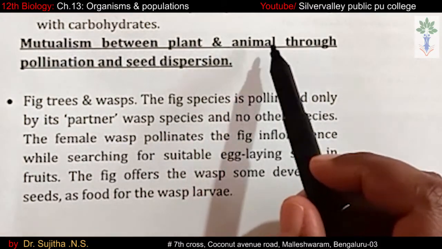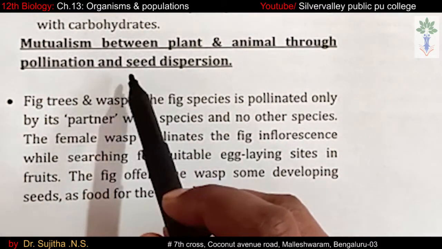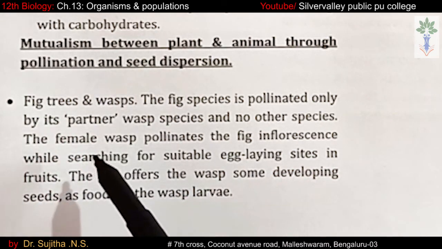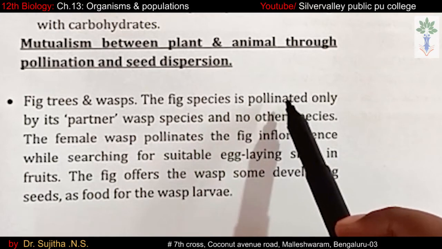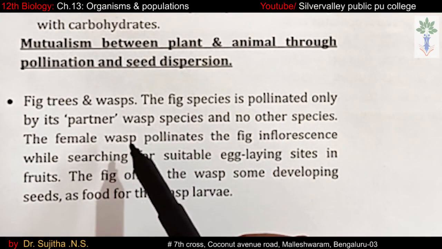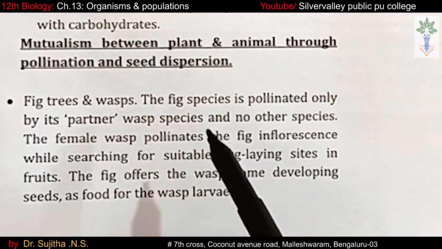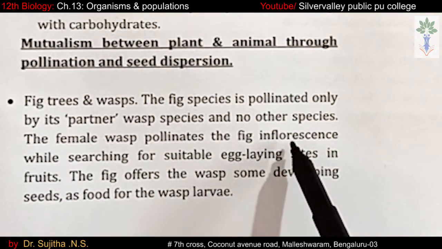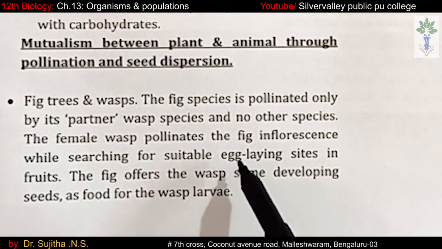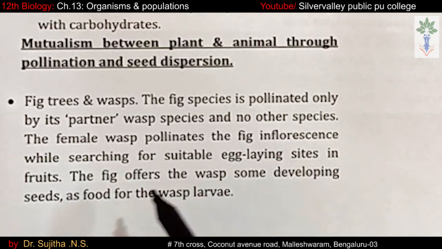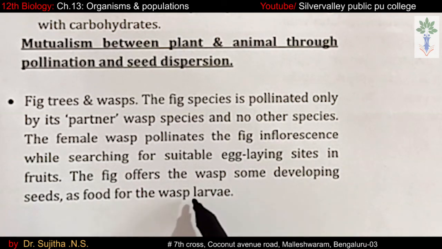Mutualism between the plant and animal through pollination and seed dispersion. So the first example is fig trees and wasp. The fig species is pollinated only by a certain species of wasp called the fig wasp, and there are no other species which pollinate this fig species. The female wasp pollinates the fig inflorescence when it is searching for a suitable egg-laying site inside the fruit. The fig, in turn, helps the wasp by providing the shelter and the food for the developing larvae.